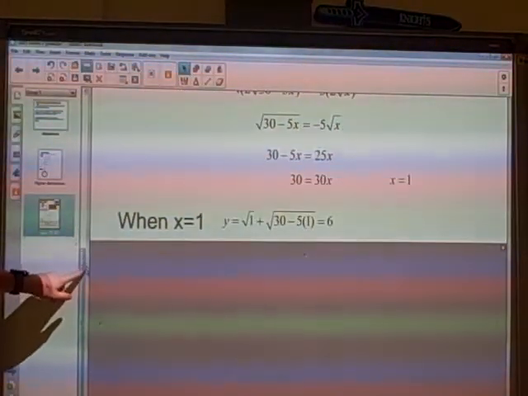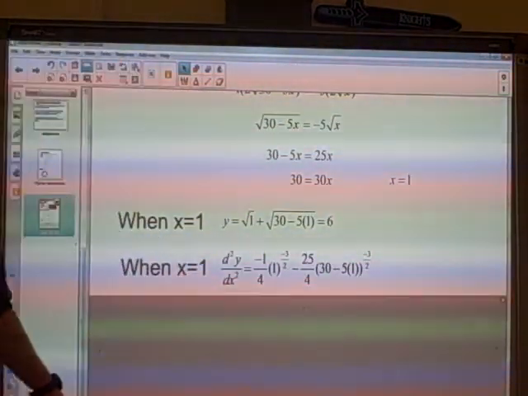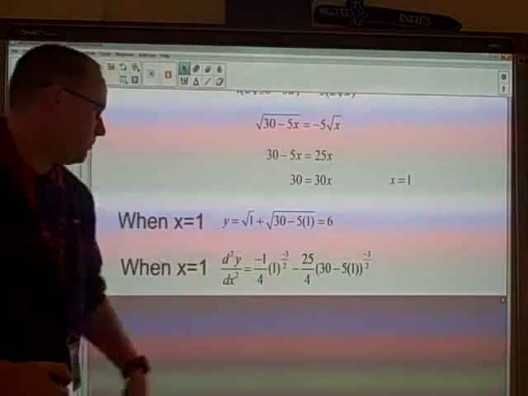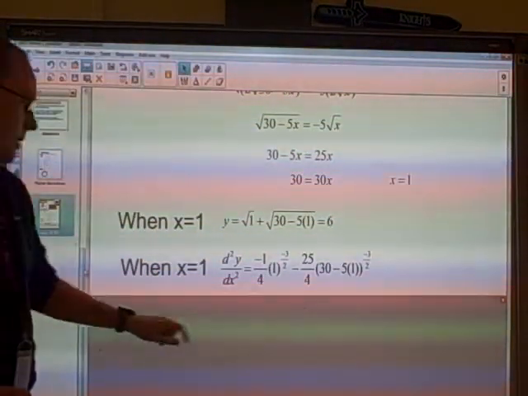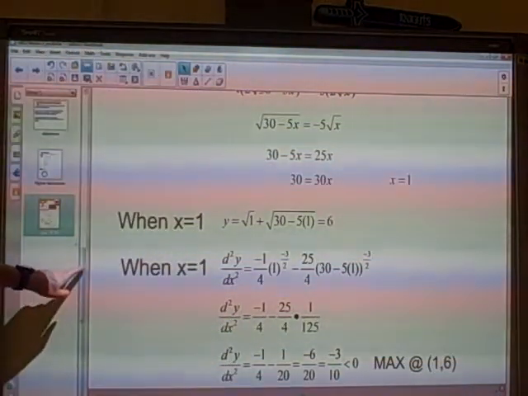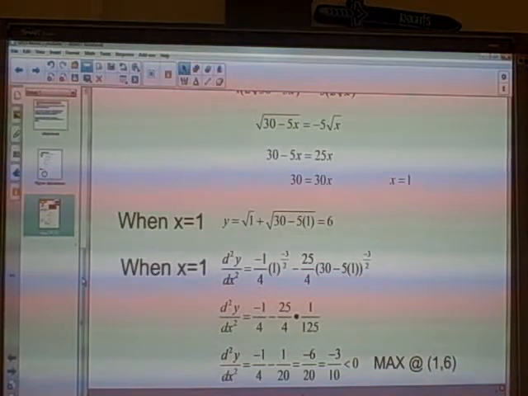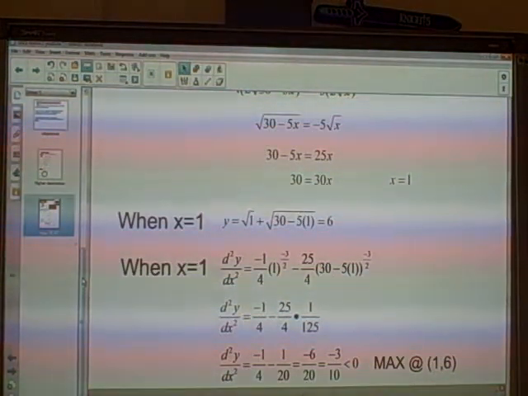We now need to find out if it's a maximum or a minimum. So we're going to go ahead and plug this into our second derivative. And if you've got a good calculator, you should be able to work this one out relatively easy. You actually end up with negative 3 over 10. This one's less than 0, so this means that it's actually going to be a maximum.